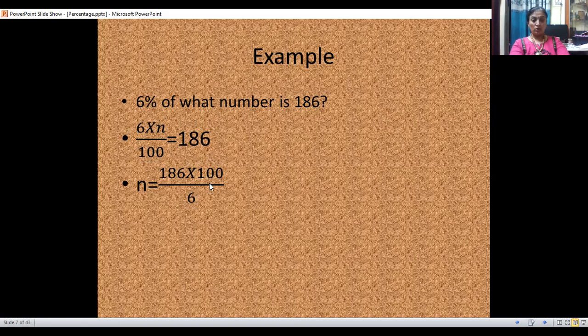So 186 into 100 divided by 6 means the answer is n is equal to 3100. So this number was 3100. So 6% of 3100 is 186. You can calculate and see whether it is correct or not. Okay, and the answer we have got.